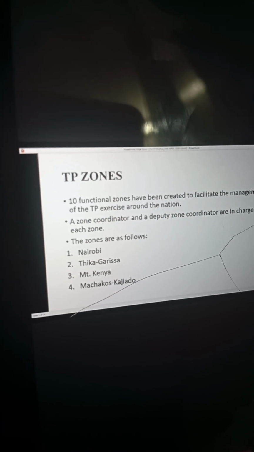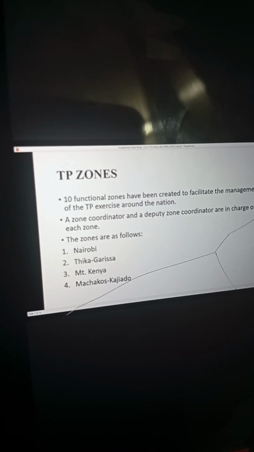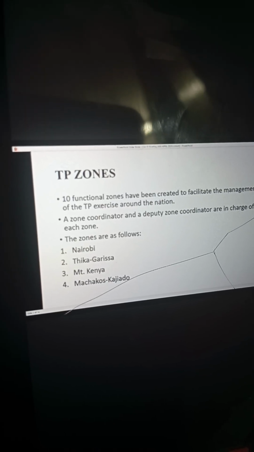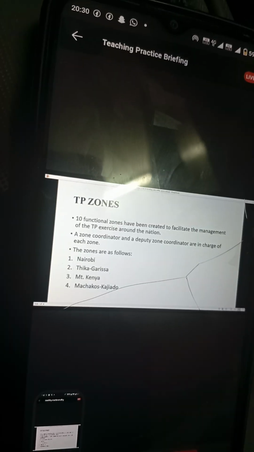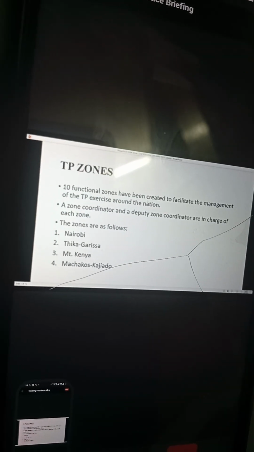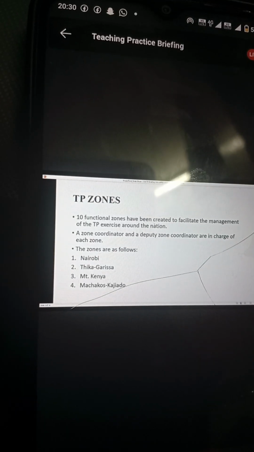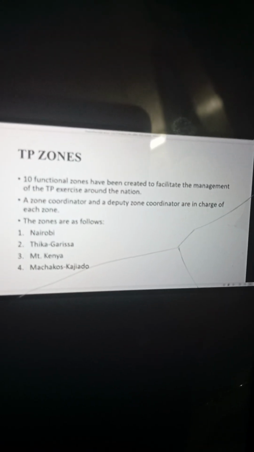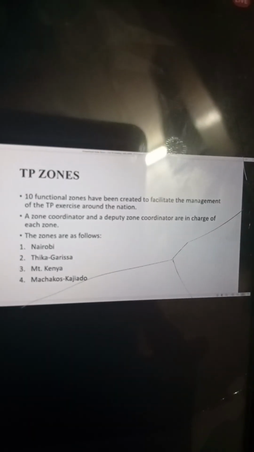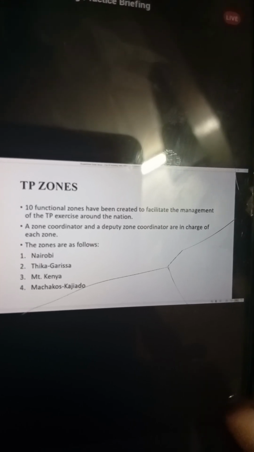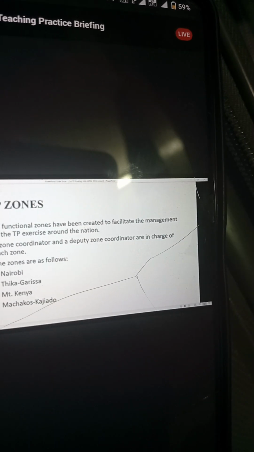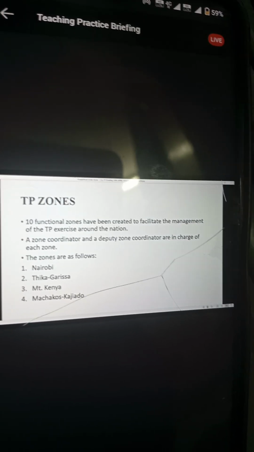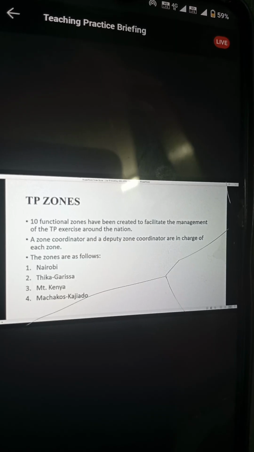So, TP zones. We have 10 functional zones, which actually facilitate our management exercise. It's not very easy to coordinate about 1,600 students. So you need other people to assist you. So each zone is managed by a zone coordinator who is in charge. We'll be presenting them to you later in the second briefing, not at this stage now. Now you only need the 4 of us, and also for sure the clerk. So those are the 10 functional zones for management.